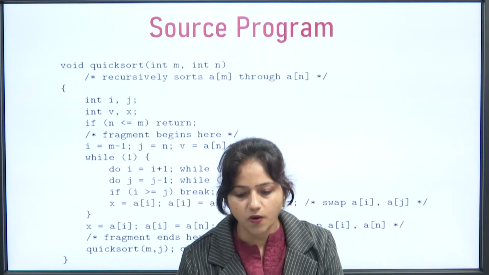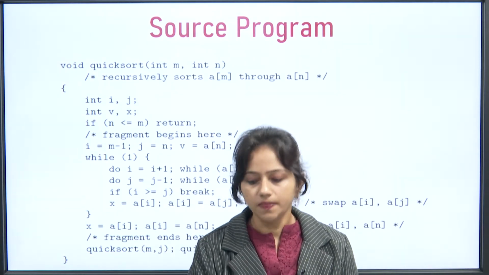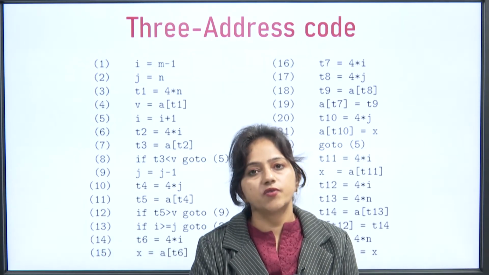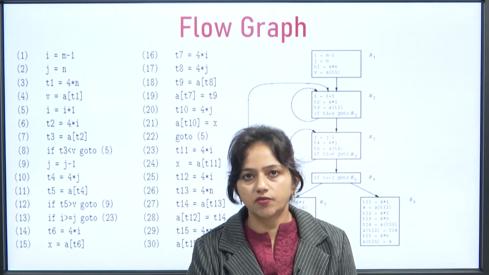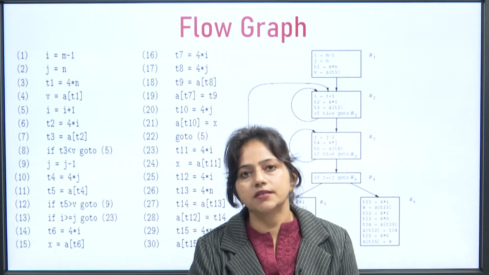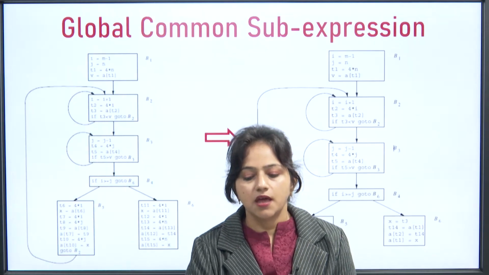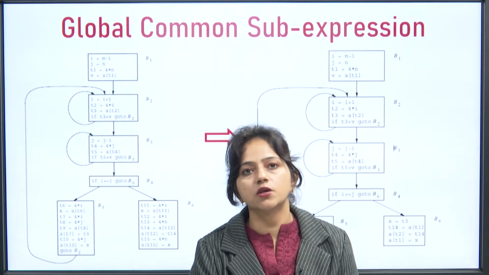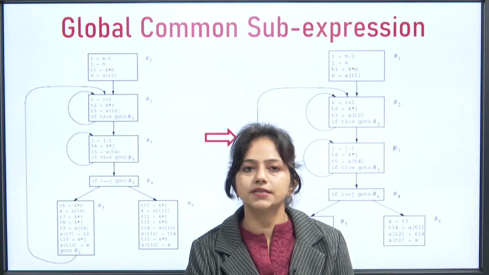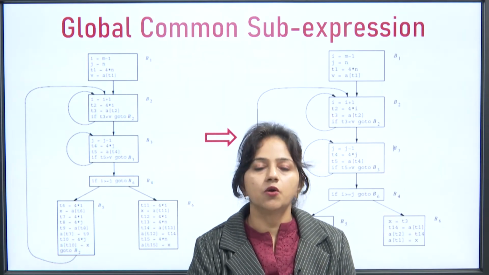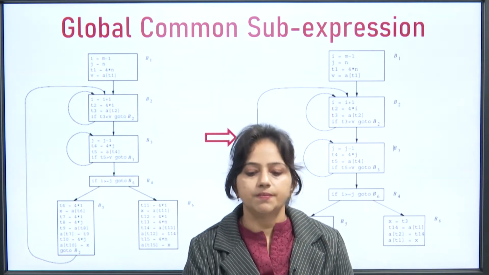First, we are continuing from the previous class, where we already discussed the source program and its 3 address code. Then we obtained the flow graph for the 3 address code and discussed optimization techniques like local common subexpression elimination, as well as elimination of global common subexpressions, where from blocks B5 and B6 we eliminated global common subexpressions. Now, we are continuing the optimization techniques.